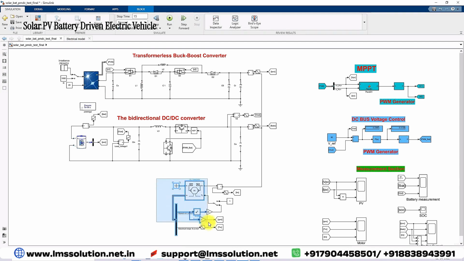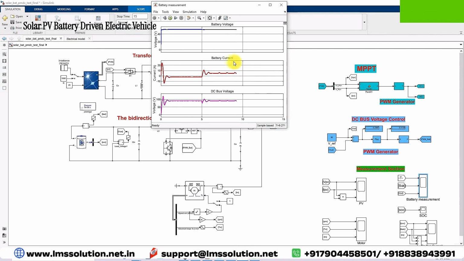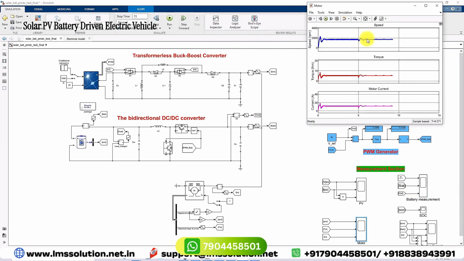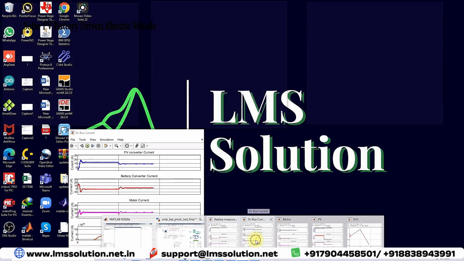Here we have connected the PMDC motor to act as an electric vehicle. This motor will be powered from solar PV and battery. It is continuously getting power from either the PV or the battery depending upon the irradiation and temperature condition. Here we have the measurement sections. Here we are measuring the PV voltage, current and power. Here we are measuring battery voltage, battery current and DC bus voltage. Here we are measuring speed of the PMDC motor, torque and the motor current. This is the simulation model explanation for the solar PV battery driven electric vehicle.